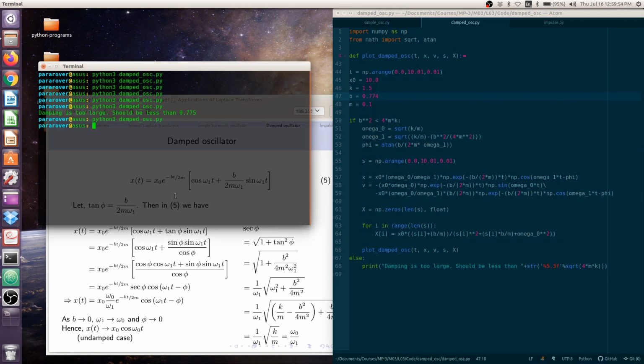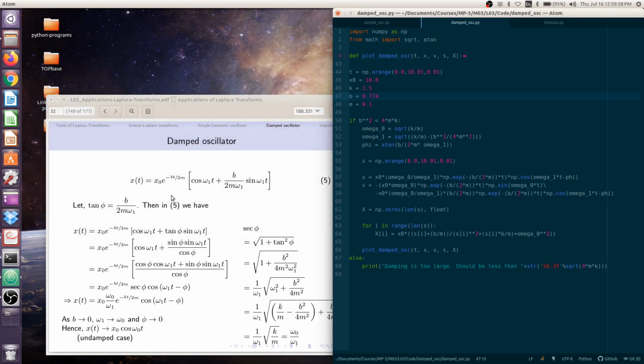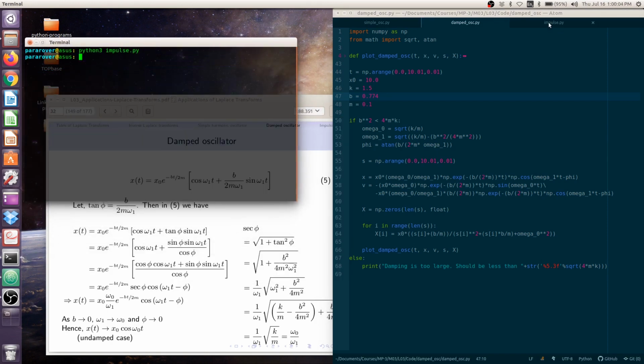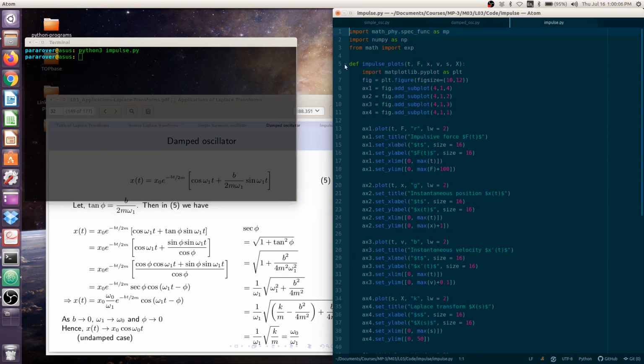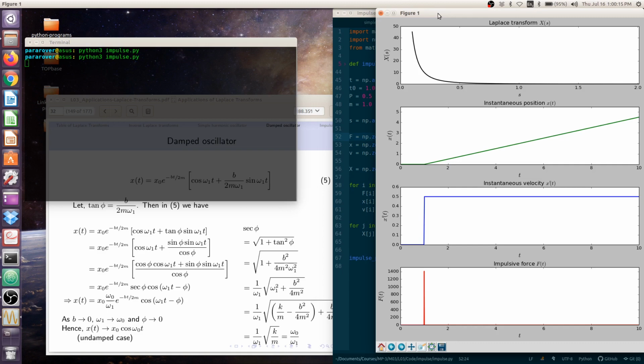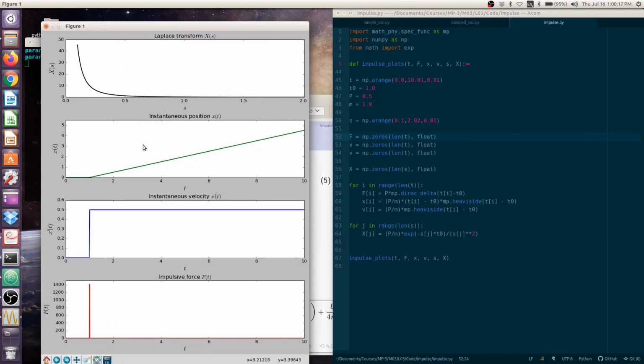Once again, I'll pass on these codes to you, so you can play around with this. And finally, this brings us to the last one, which is the impulse, whose code is given here. So let me run this code. You can see what we're expecting here. This is the force, the impulsive force.